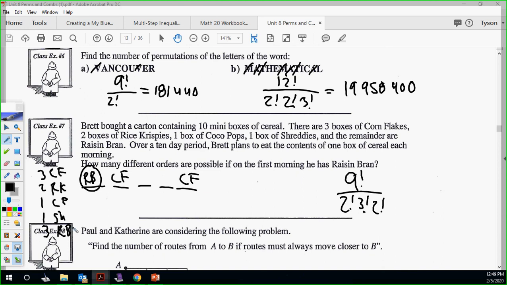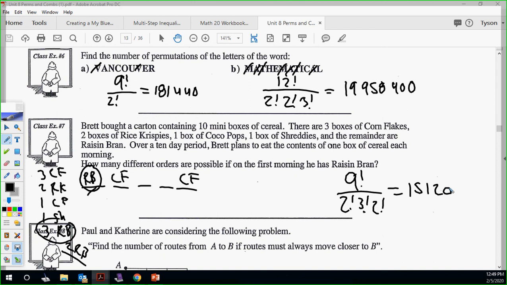Yeah, the second 2 came from Raisin Bran because 1's gone, so we have 2 left. Good clarification. Probably didn't really talk about that well enough. Okay, anything else? So that calculation ends up being 15,120 ways to eat the cereal in 10 days.